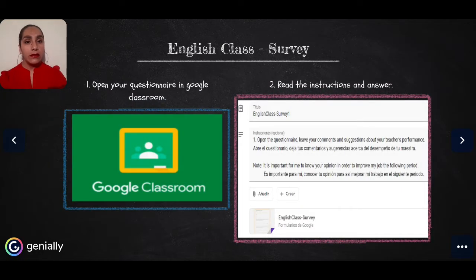Then you have the English class survey. Esta encuesta son 4 preguntas muy sencillas y es básicamente para leer sus comentarios y sus sugerencias acerca de mi desempeño como su maestra de inglés. Así es que por favor no omitan hacerla, aunque no tiene un valor como actividad dentro de Daily Activities. Es importante para mí recibir su retroalimentación. ¿Okay? Así es que por favor contestan el cuestionario que va a aparecer en Google Classroom como English Class Survey 1.